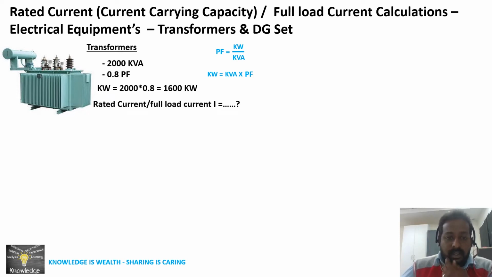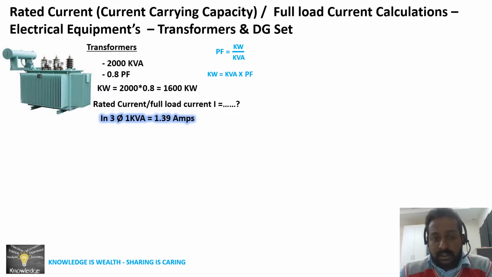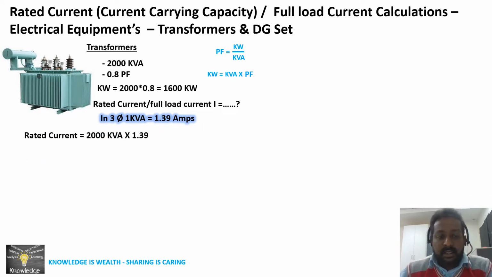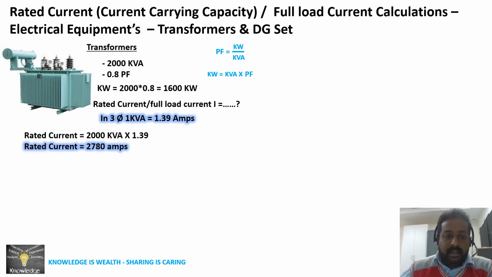Now what is the rated current and full load current for this transformer? We know 1 kVA is equal to 1.39 amperes in three phase. So you just need to multiply 2000 kVA into 1.39. The answer will be 2780 amperes. So the 2000 kVA transformer can be loaded up to 2780 amperes, 100% full load.